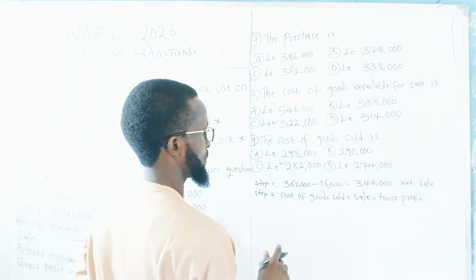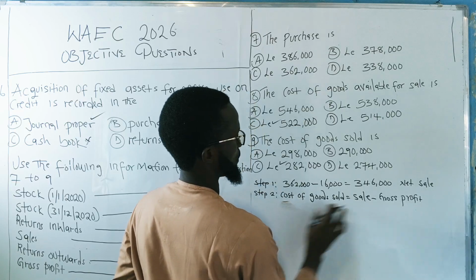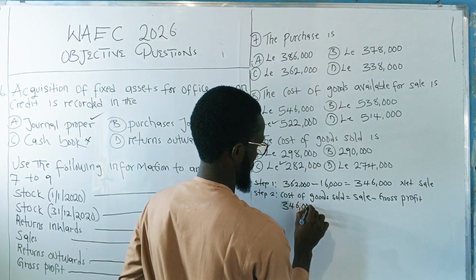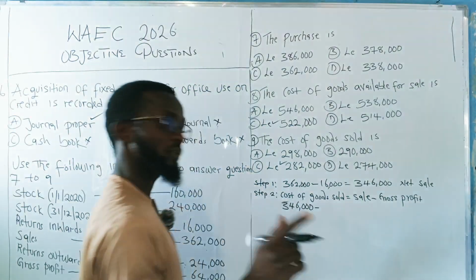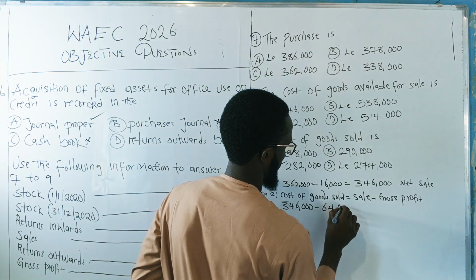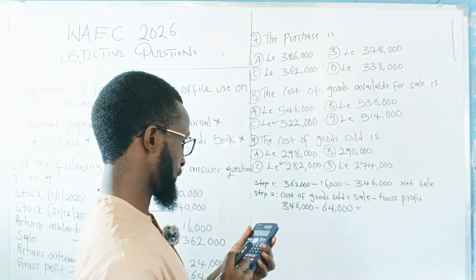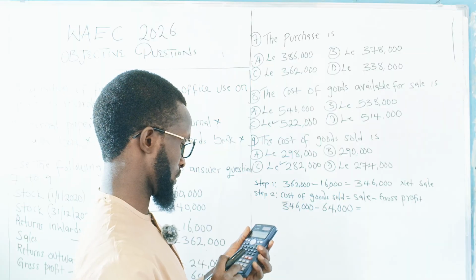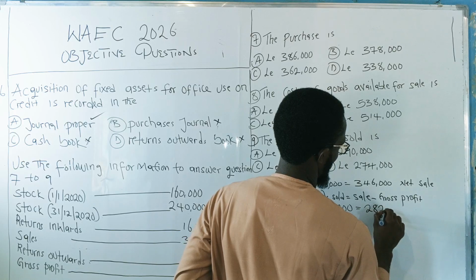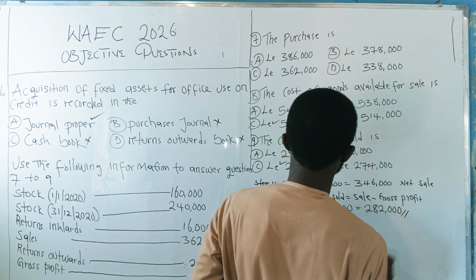So now let's say our sale, we are trying to determine this. Our sale is equal to 346,000 lei less gross profit. Gross profit is given in the question, 64,000. Our cost of goods sold will be 282,000 lei. This is our cost of goods sold.